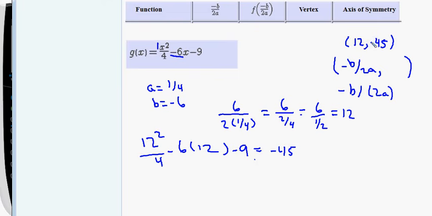So what we have here is a parabola that opens up. The a value is positive, so I know I'm going to have a U-shaped curve. It's going to open up. And what we just found is it's the lowest point.